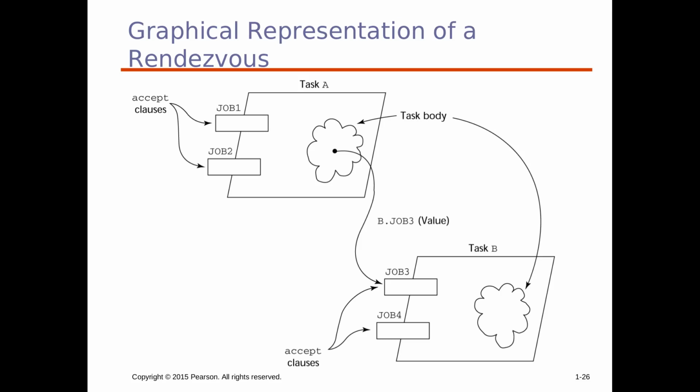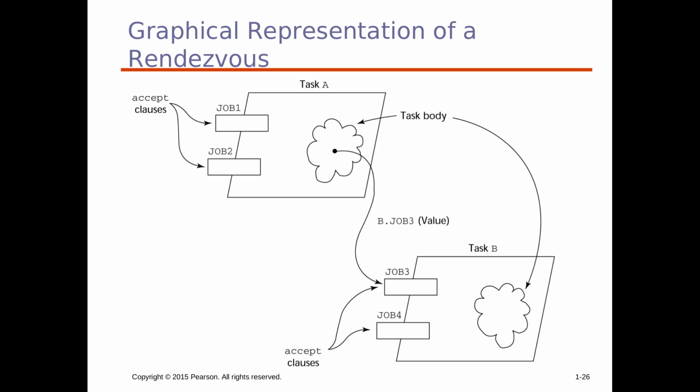So if we're just going to think about this as a graphical representation, if we have two tasks, task A and task B, task A has some accept clauses, job 1 and job 2, and task B has some accept clauses, which are job 3 and job 4, and then you have the internal task body, the actual stuff going on in here, essentially our data.